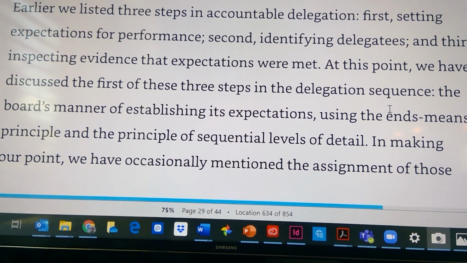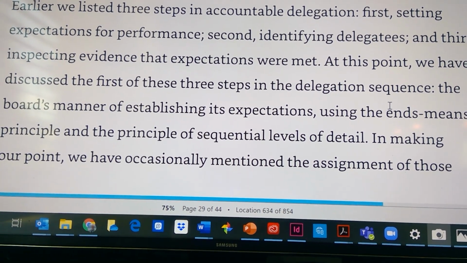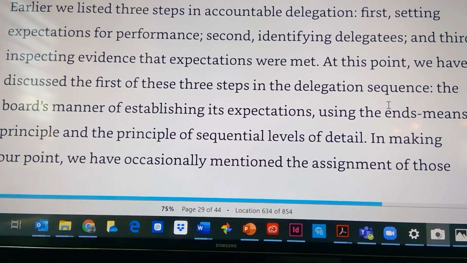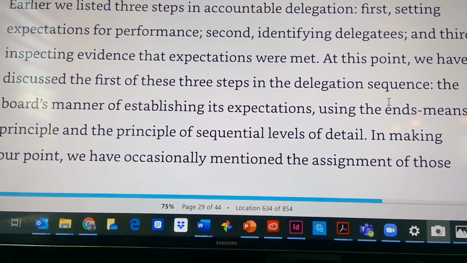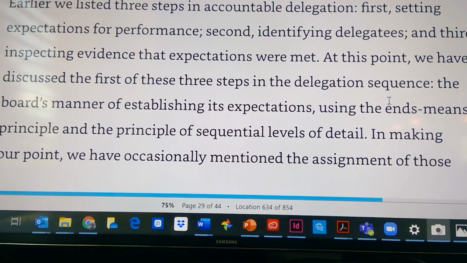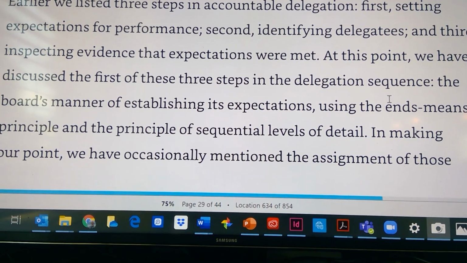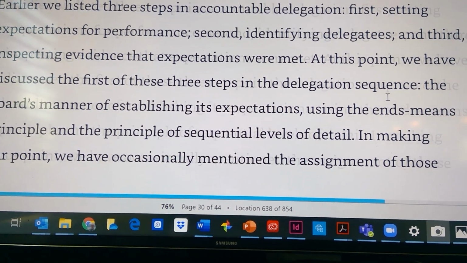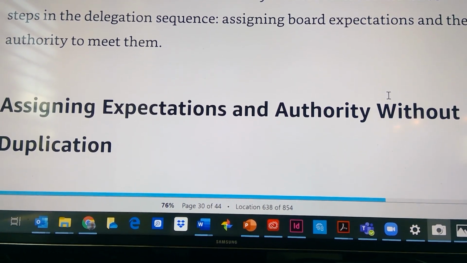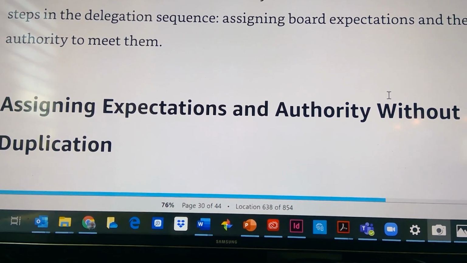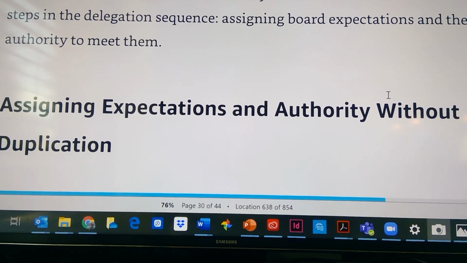Earlier, we listed 3 steps in accountable delegation: setting expectations for performance, identifying delegatees, and inspecting evidence that expectations were met. At this point, we have discussed the first of these 3 steps in the delegation sequence, the board's manner of establishing its expectation using the ends-means principle and the principle of subsequential level of detail. In making our point, we've occasionally mentioned the assignment of those expectations. Now we will focus directly on the second of the 3 steps in the delegation sequence: assigning board expectations and the authority to meet them.